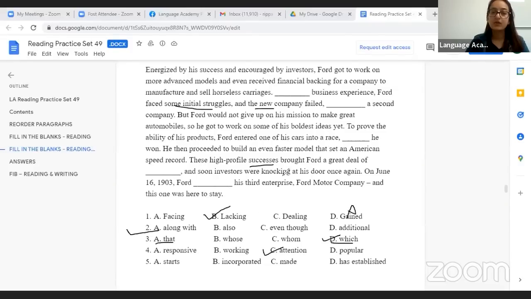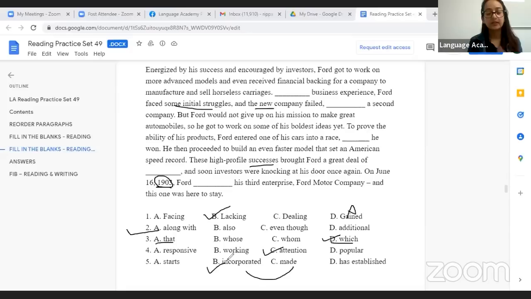And soon investors were knocking at his door once again. On June 16, 1903, Ford dashed his third enterprise. Something happened in 1903 should be past tense, and we had two past options. He made his third enterprise or he incorporated. So made is general, incorporated is better, so we should go with he incorporated. Incorporated is also a word we use more in business context. Made is general, we can use made for food also, made for a chart also. But incorporated is used when a business organization is established, then we use the word incorporated.